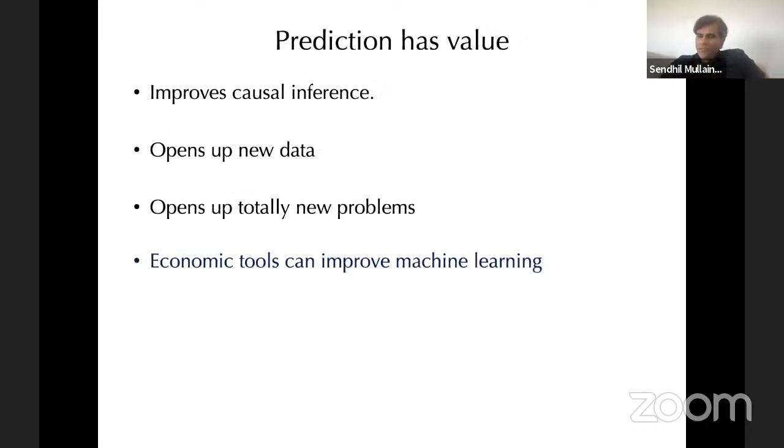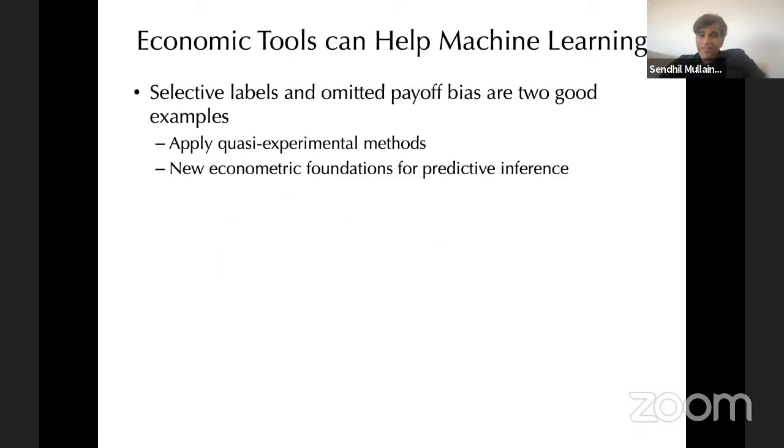The last two, and then I will stop, is that economic tools can also improve machine learning. This isn't a one-way street. I've given you some examples. Selective labels and omitted payoff bias are two really good examples. Our ability to morph quasi-experimental methods and merge them with machine learning to understand predictive problems is great, but there are also very firm econometric foundations to be laid for predictive inference. When I do these predictive problems, I often find there's no econometrics I can even draw on to make some of the statements I want to make.